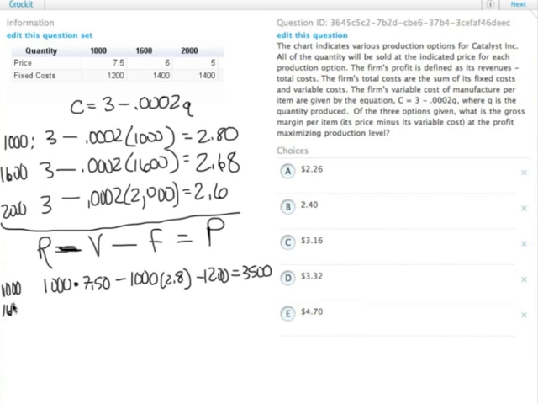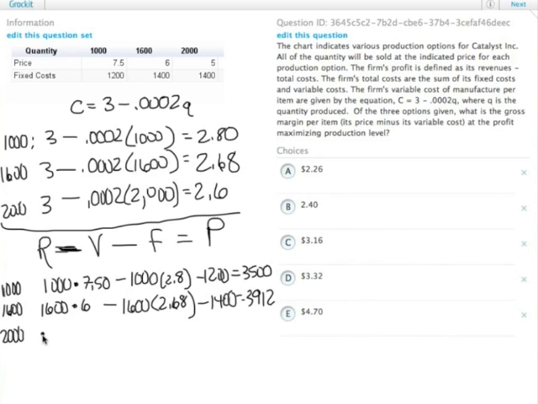The 1,600 rate, of course, is going to be 1,600 times the price that we sell it for, minus 1,600 times that variable cost, minus the fixed cost that we get in the chart. That's going to equal 3,912. I'm shortcutting so you don't have to watch me do all of this math. It would take way too long.